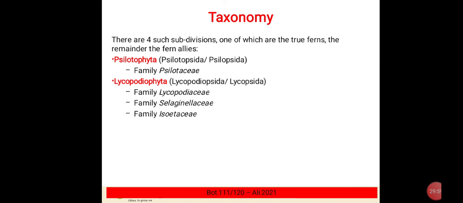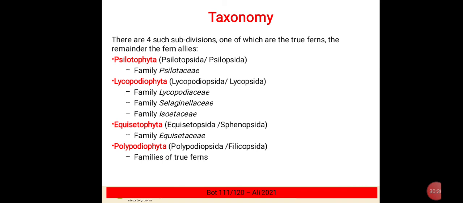What is important is to get to know the four subdivisions of the division Pteridophyta, and that is the Coelentophyta, Lycopodiophyta, and the Equisetophyta, which is also known as the Equisetopsida. The family members are known as the family Equisetaceae. That's the third division. The fourth division is known as Polypodiophyta or the Polypodiopsida. The family consists of true ferns.